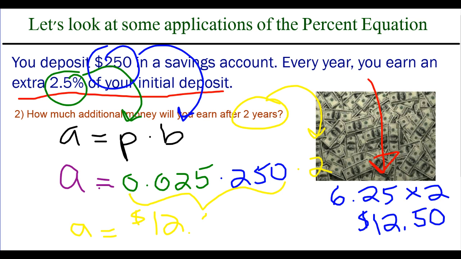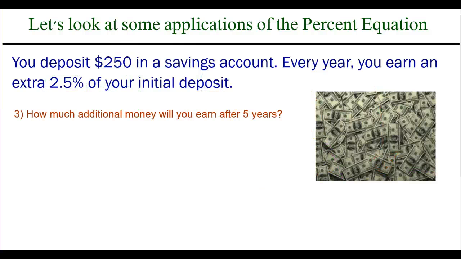$12.50. So we can either go straight to it by multiplying our product that we know by 2, or we can tack on a 2 to the end of this percent equation, because each time we do 0.025 times 250, that represents 1 year. Multiply it by 2, we should get 2 years. Another problem for you to look at, what do you think you can do with this? The question now, same scenario, how much money will you earn after 5 years? Go ahead, pause the video, come back when you are ready to move on.